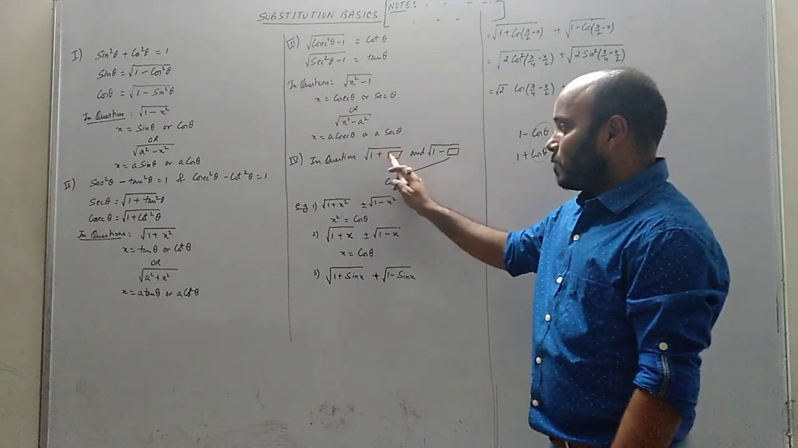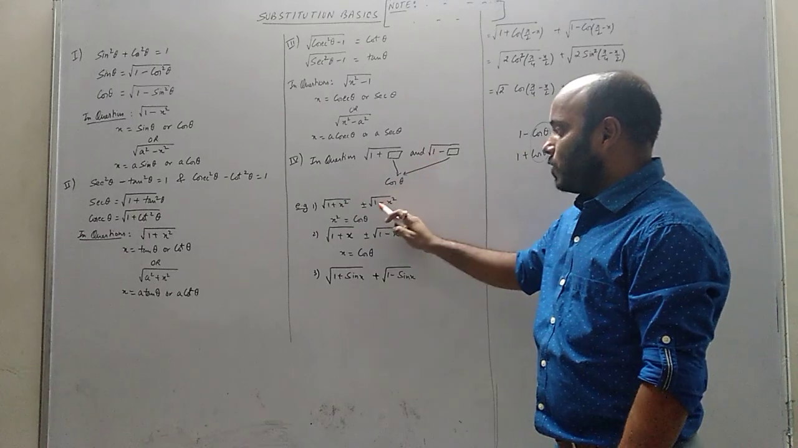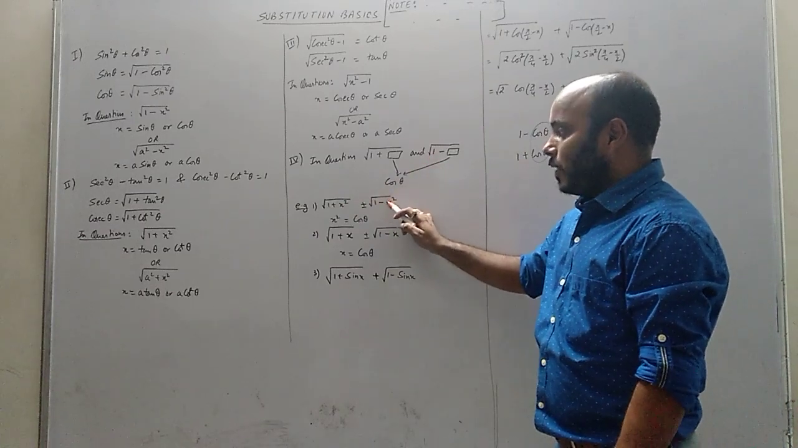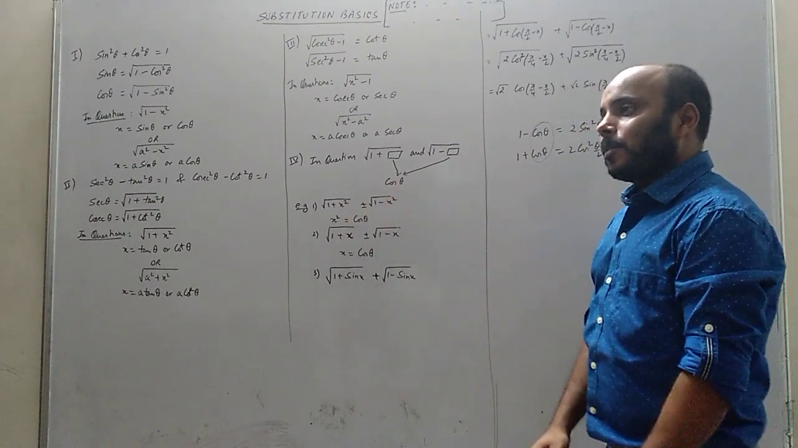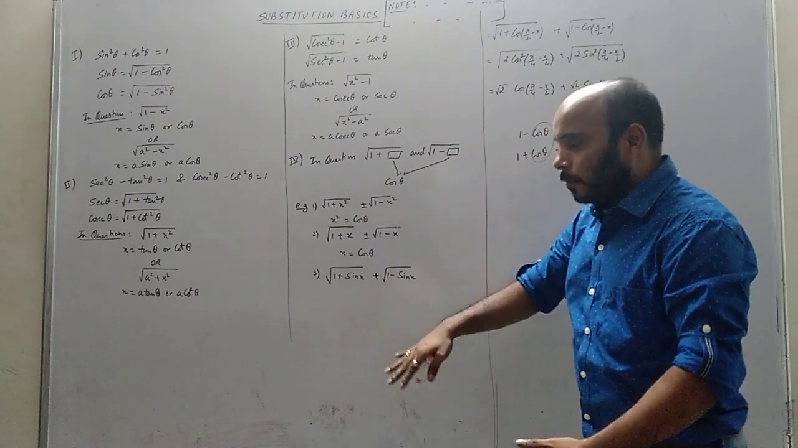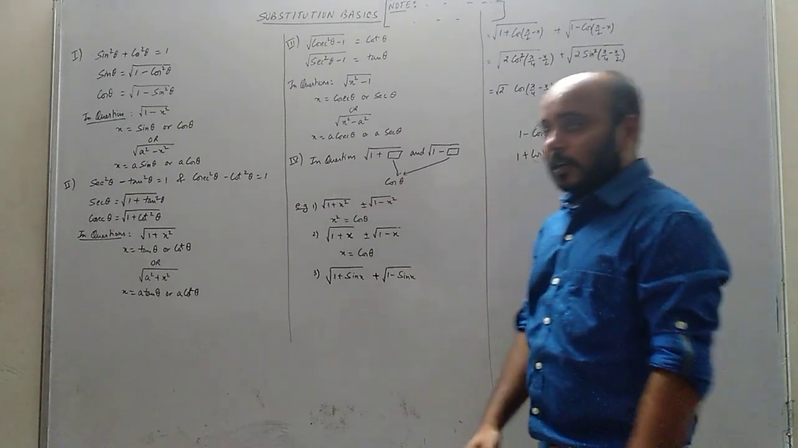Okay. 1 plus baksa. 1 plus baksa. What is baksa here? X square. 1 minus baksa. What is baksa here? X square. That means this baksa should be equal to cos theta. So x square equals cos theta. Okay. So later in the question, after substitution, we can use the formula 1 plus cos theta, 1 minus cos theta. Understood?